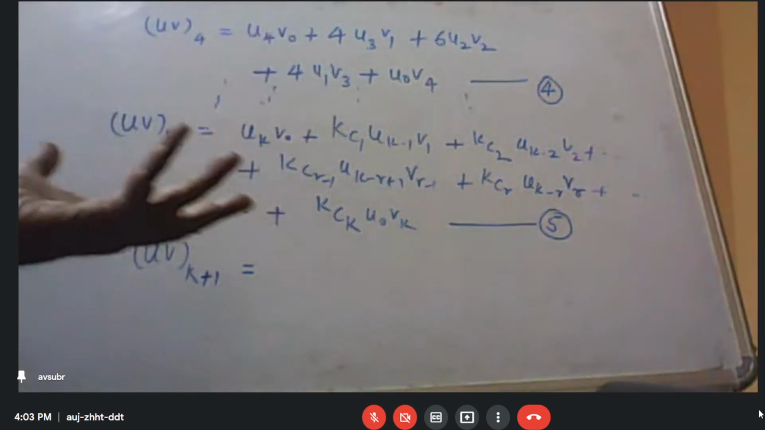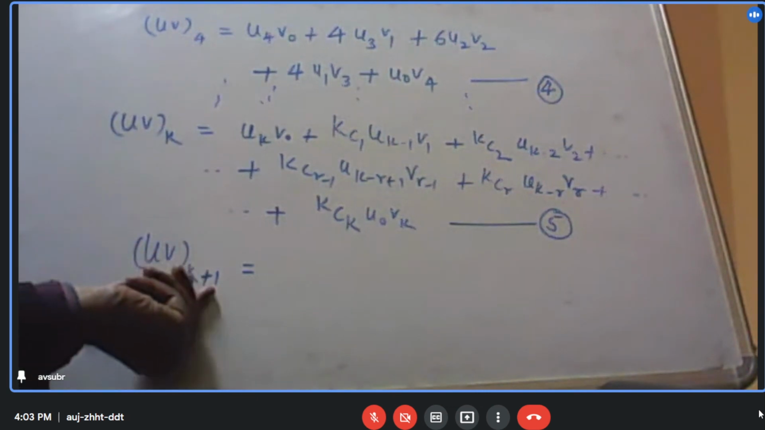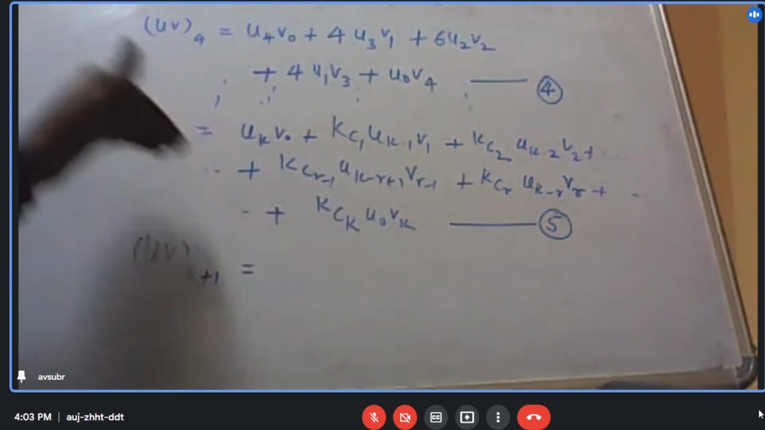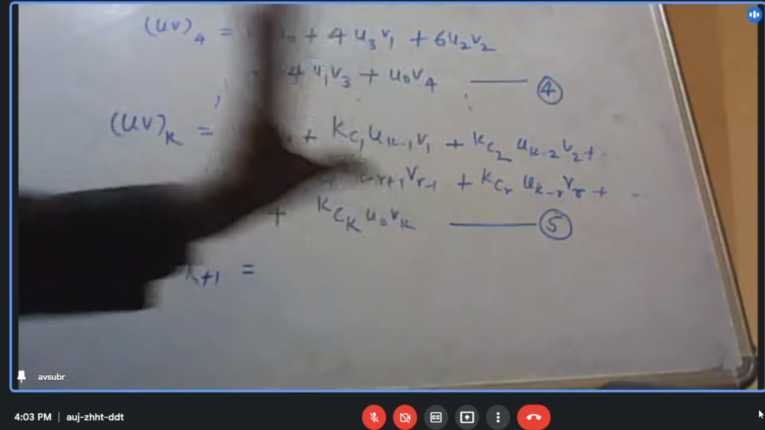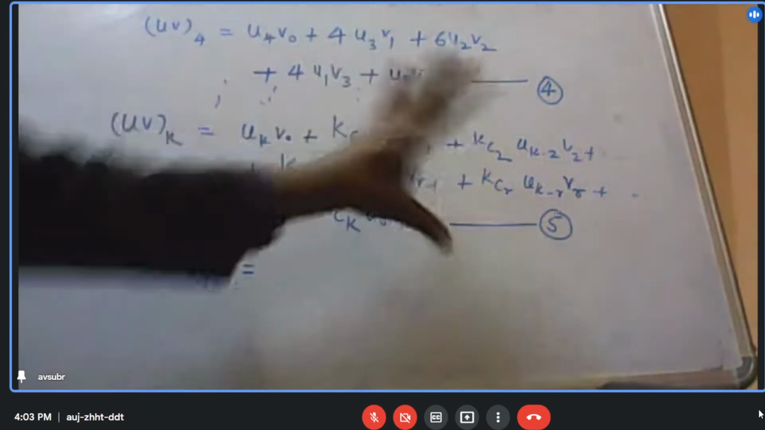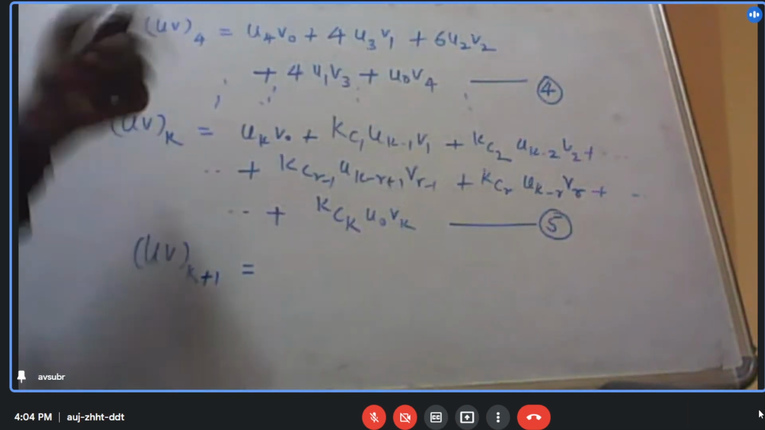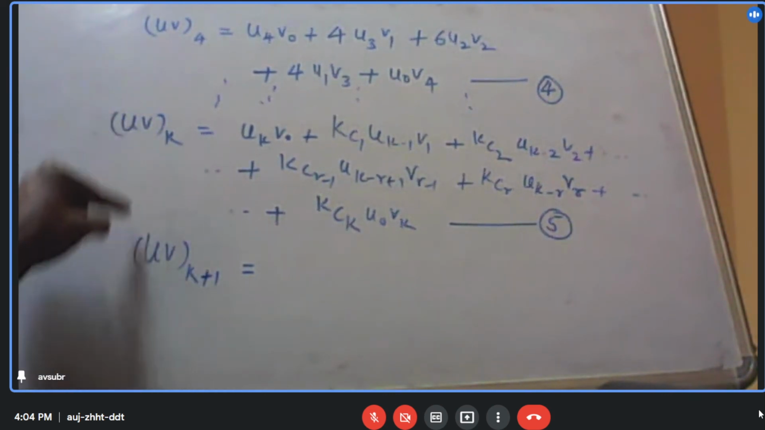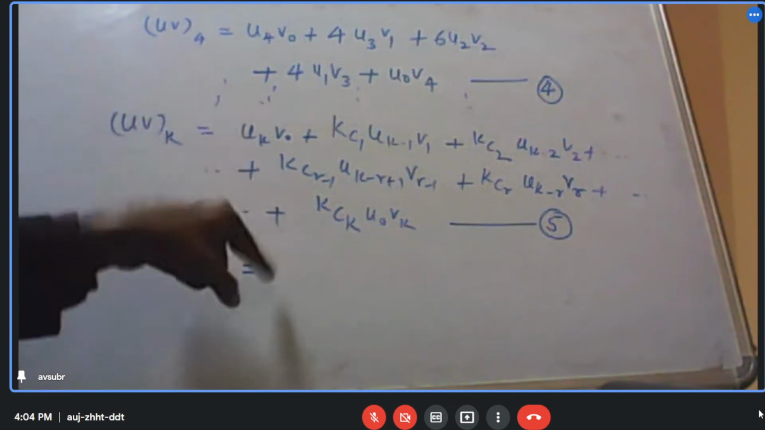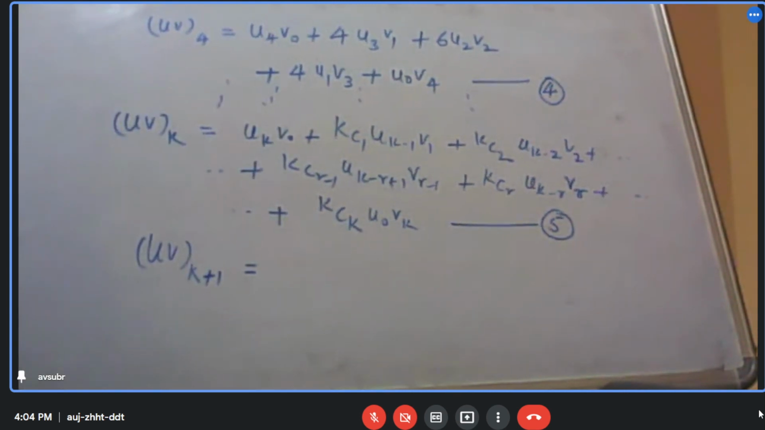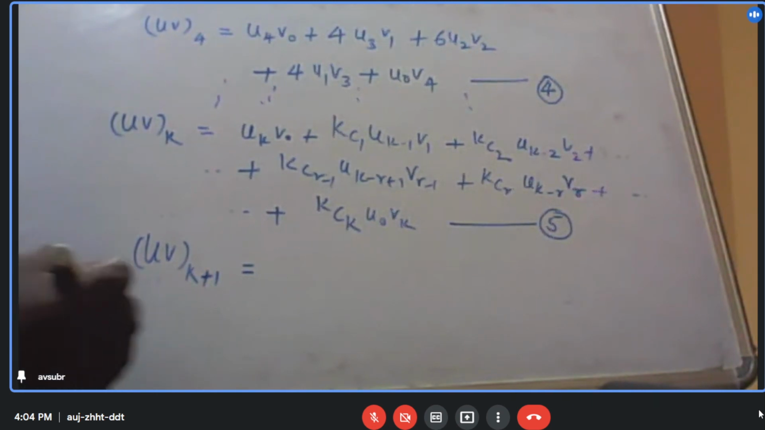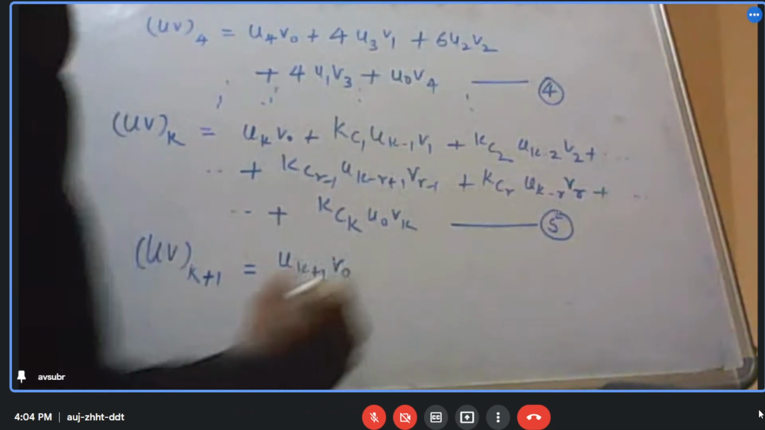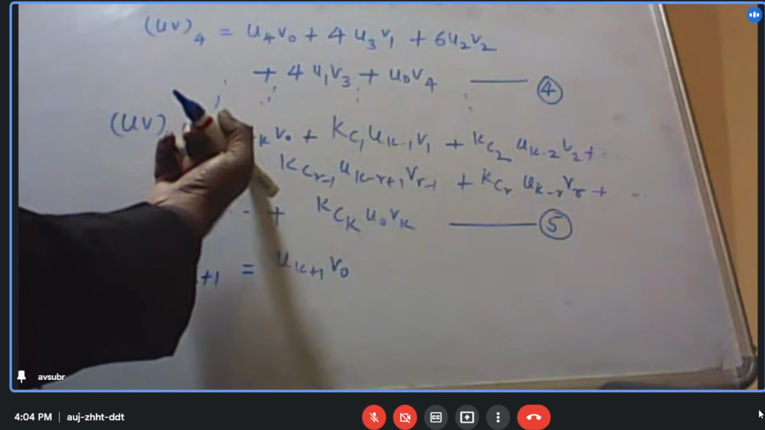Okay, so first we have to prove that for K plus 1 it is true. So for K we have seen, let us consider that this is the solution. Then differentiating this, on the left hand side it is K plus 1, and on the right hand side what will I get? On the right hand side I will get U K plus 1 V0, isn't it? Once more I have differentiated this.